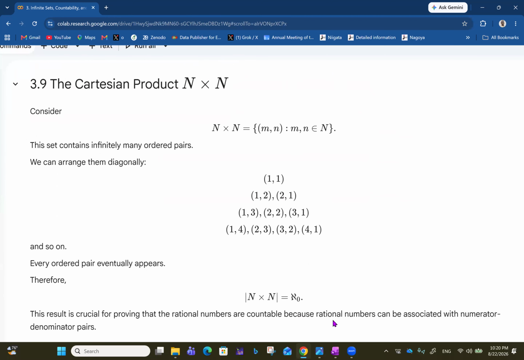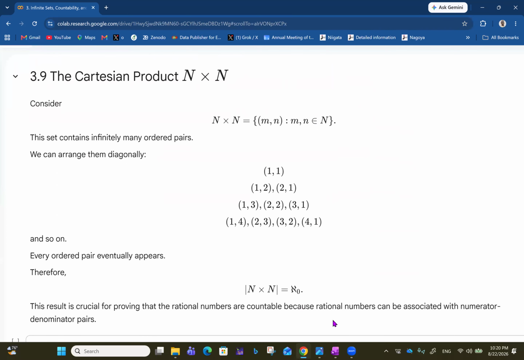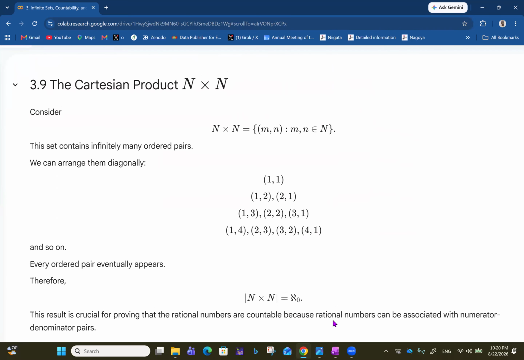Then we talk about the Cartesian product, natural number multiplied by natural number, right? So that's all the possible pairs of natural numbers we can have. So consider N by N, which is the collection of (m, n) such that m and n are both natural. This set contains infinitely many ordered pairs. So we can arrange them diagonally. So you have (1,1), (1,2), (2,1), (1,3), (2,2), (3,1), (1,4).